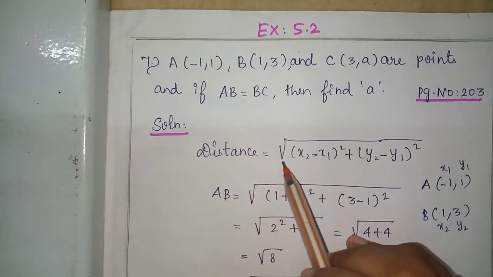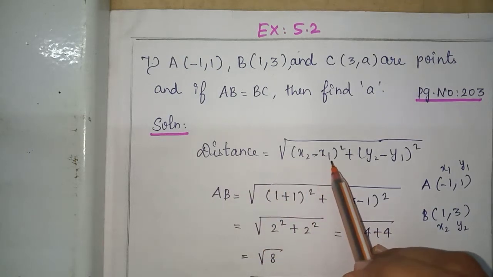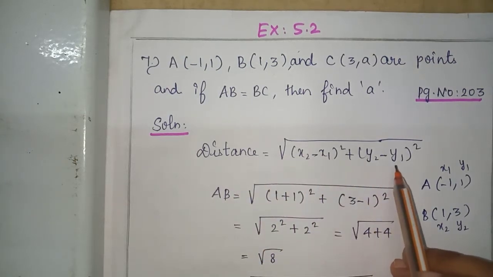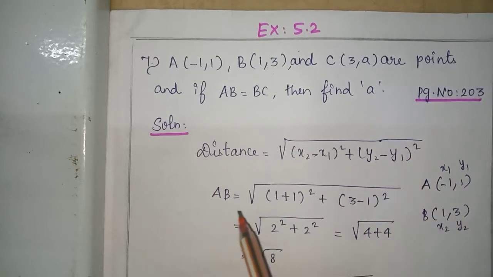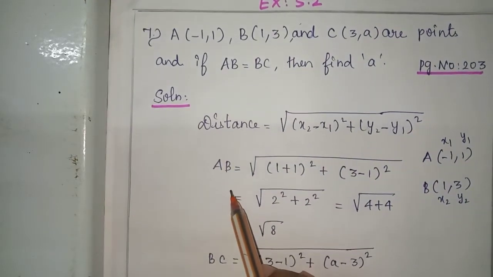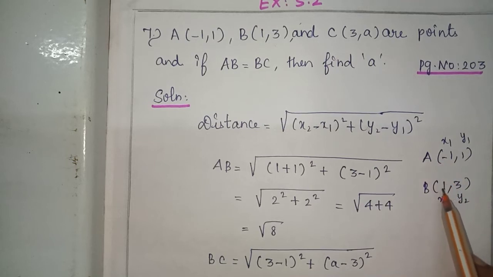Solution: distance is equal to root of (x2 minus x1) the whole square plus (y2 minus y1) the whole square. First you have to find the distance of AB. So this is A coordinate, this is B coordinate. This will be the value of x1, y1 and x2, y2.